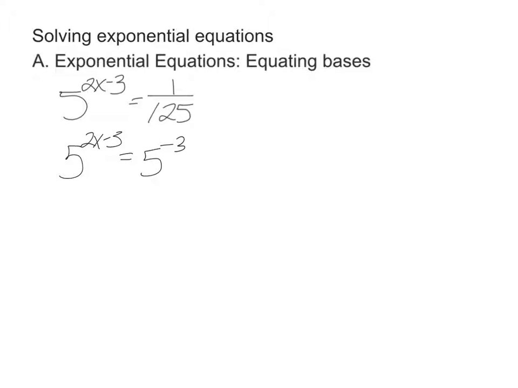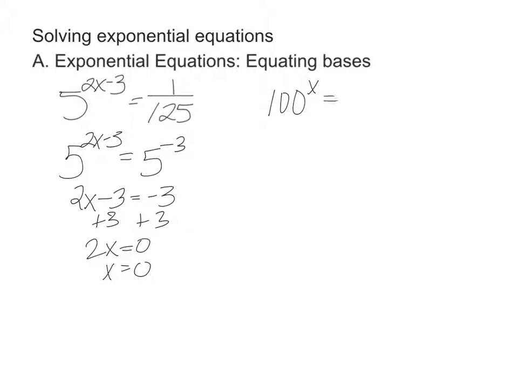And if we have two exponents or powers with the same base that are equal to each other, then our exponents have to be equal. So we can solve the equation 2x minus 3 is equal to negative 3. I can add 3. 2x is equal to 0, so x is equal to 0. Let's do another one.